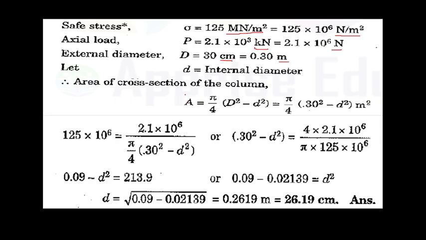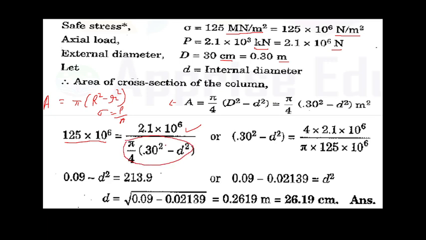So area of a hollow section is pi by 4 capital D square minus small d square. You can also write it as pi r square minus r square. This is also the area in radius form. Okay, we have put the value of capital D as 0.30 and small d as d. So the value of stress, we all know stress is equal to force upon area. Value of stress is given, value of force is given, value of area is given.